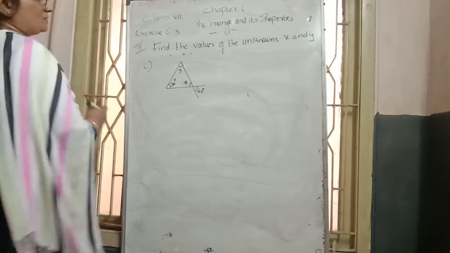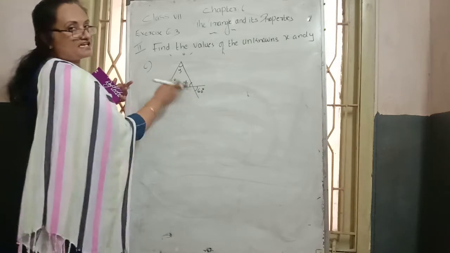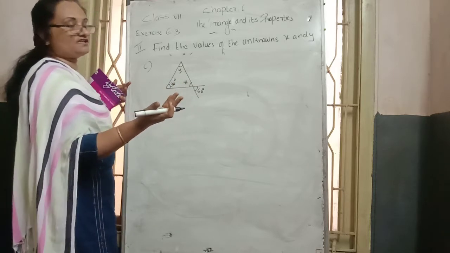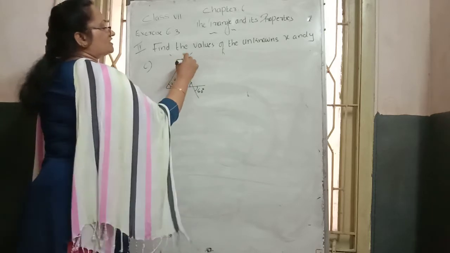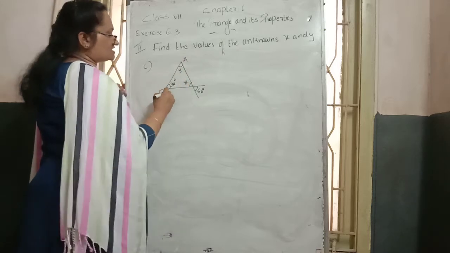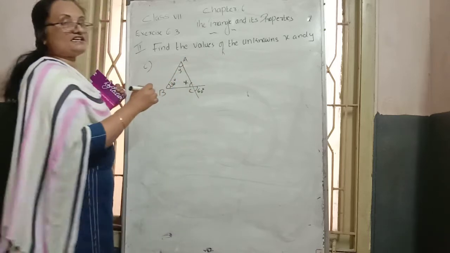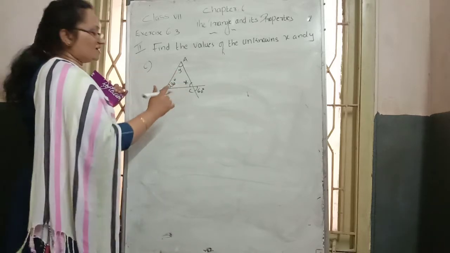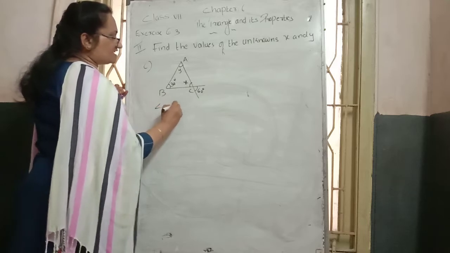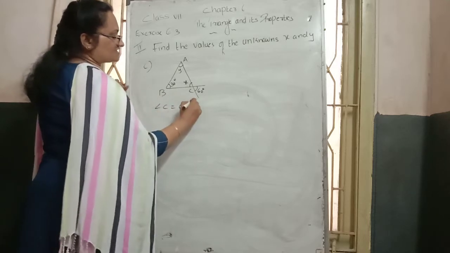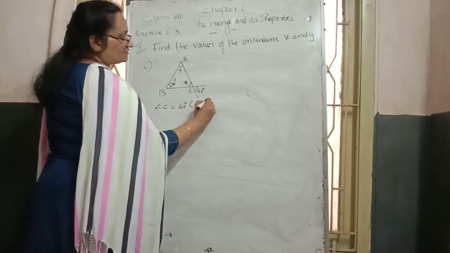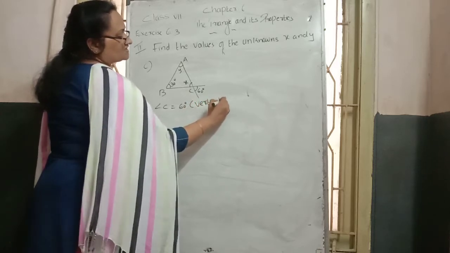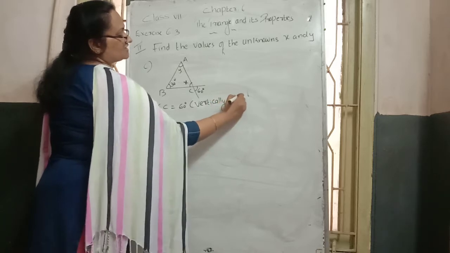Here also, which property can we apply? Vertically opposite angles. 60 and x are vertically opposite, so we will get the x value. Then for identification, mark the alphabets A, B, C. ABC is a triangle. Apply the angle sum property and find the y value. That is the procedure. So we can write angle C is equal to 60 degree. What is the reason? They are vertically opposite angles. That is the reason.